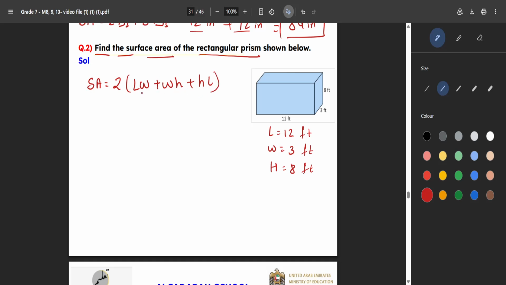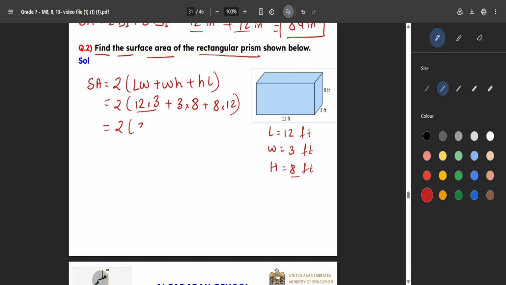Just use this formula, you will get the surface area. Now what is the length? 12. So 12 times the width, which is 3. So 12 times 3, plus the width, 3, times the height, which is what? 8. So 3 times 8, plus the height, 8, times the length, 12. Now we just have to solve this and we will get the answer.